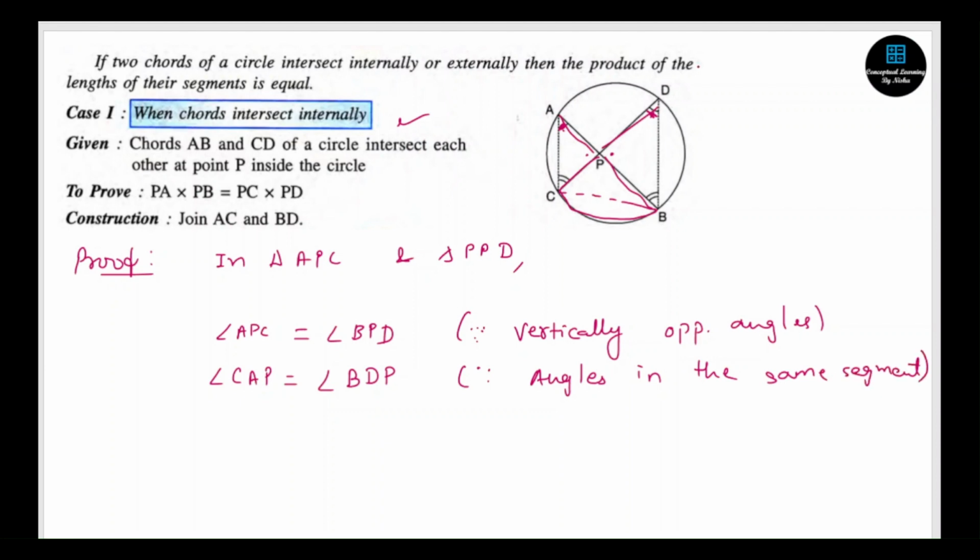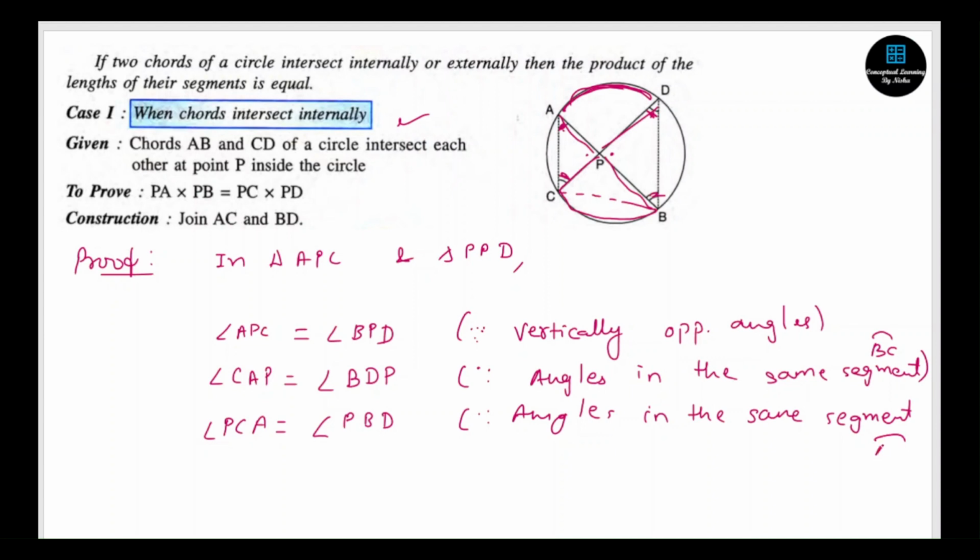Now, can you see the ears? So angle PCA equals angle PBD. Why? Again, the same reason: angles in the same segment. Here the arc is BC for the first pair, and for the second one the arc is AD. I am mentioning it: same segment, and the arc is AD.